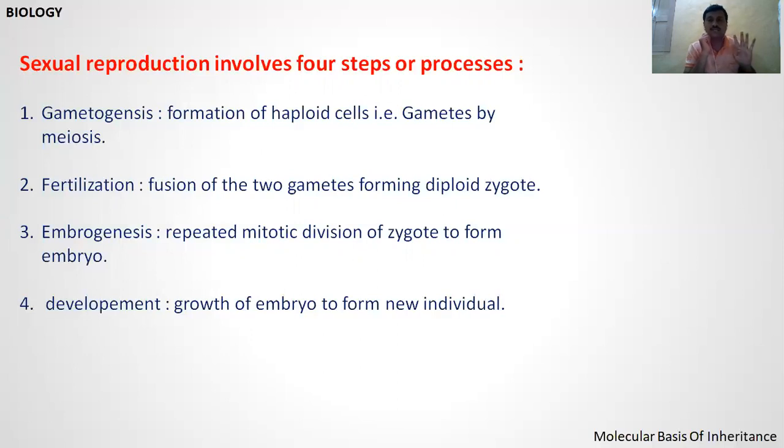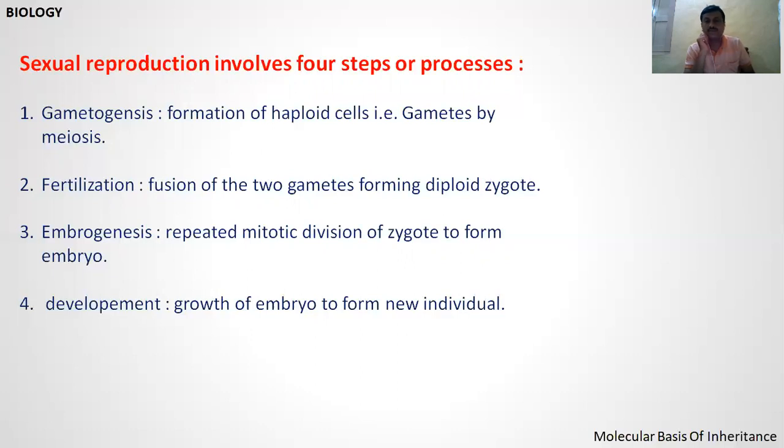These four steps are involved in sexual reproduction. First, gametogenesis, second, fertilization, third, embryogenesis, and fourth, development. Gametogenesis is the formation of the haploid gametes. Both gametes are developed, male gametes and female gametes. Then fertilization is the fusion of the two gametes, forming the diploid zygote. This procedure is called fertilization.